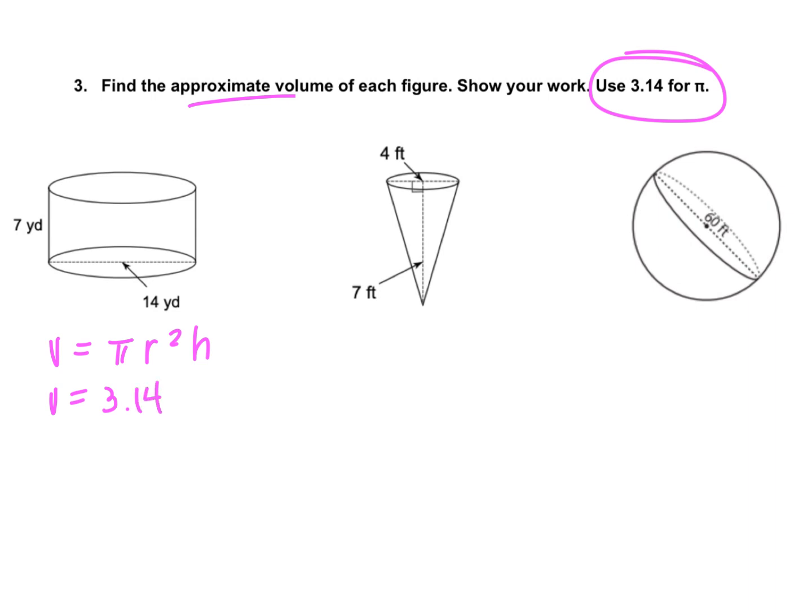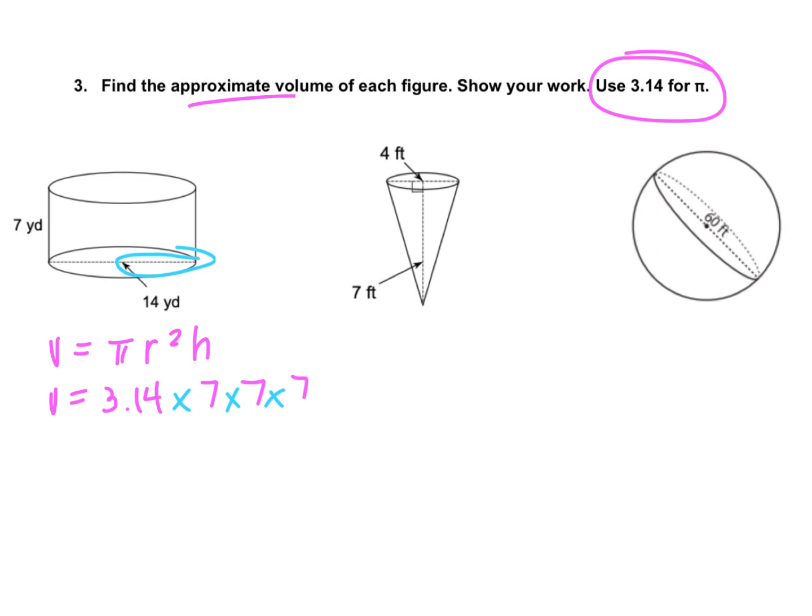So we're going to do 3.14 times the radius. Be careful here because the whole way across they're giving us diameter. We just need half that distance. So 14 divided by 2 to get us the radius. Our radius will be 7 on this one. And we need 2 of those, so 7 times 7. And then the height of this cylinder just happens to also be 7.